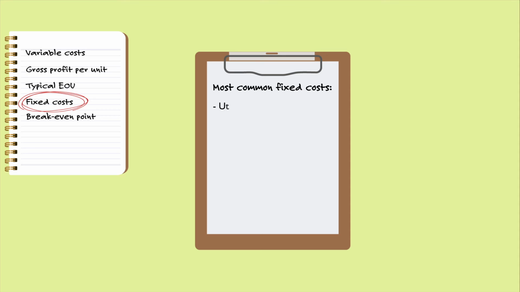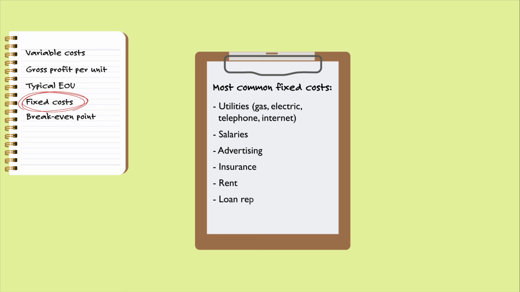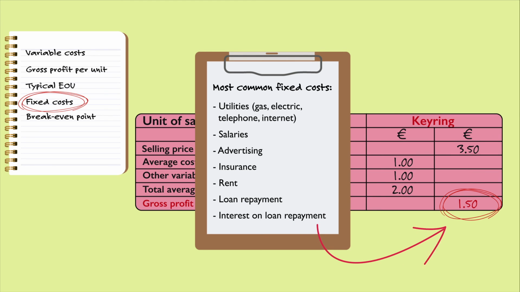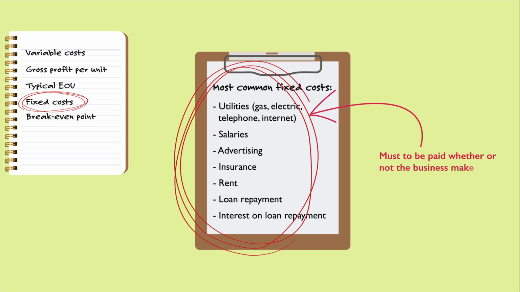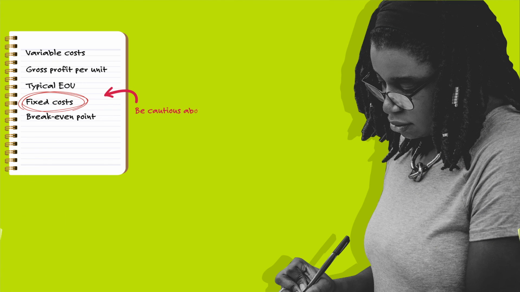The most common fixed costs we see are utilities, such as gas, electric, telephone, and internet. Other fixed costs can be salaries, advertising, insurance, rent, loan repayments, and interest on loan repayments. It is important to understand that you will pay your fixed costs out of your gross profit. Fixed costs are a big challenge because they have to be paid whether or not the business makes any gross profit. The entrepreneur should be cautious about taking on fixed costs.